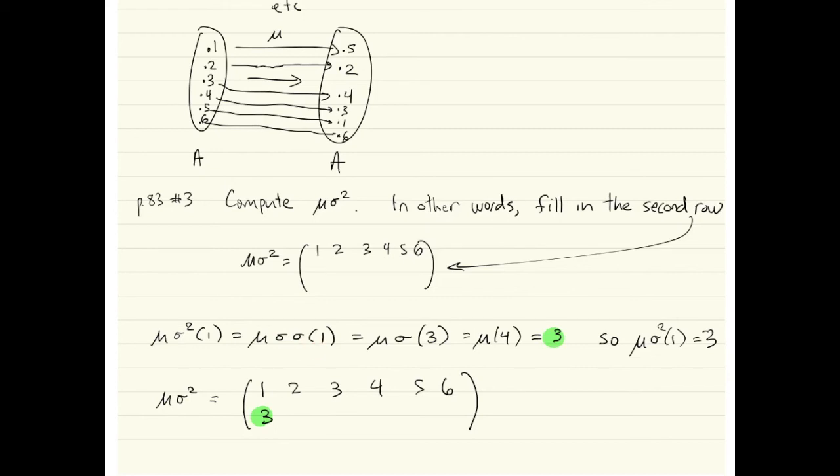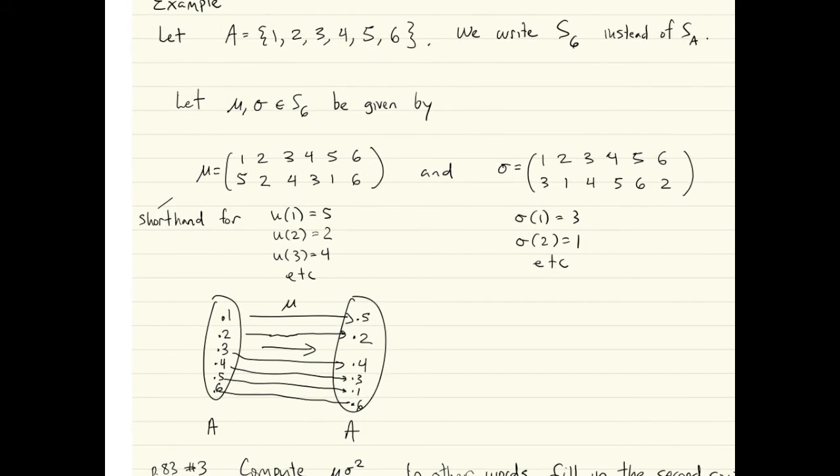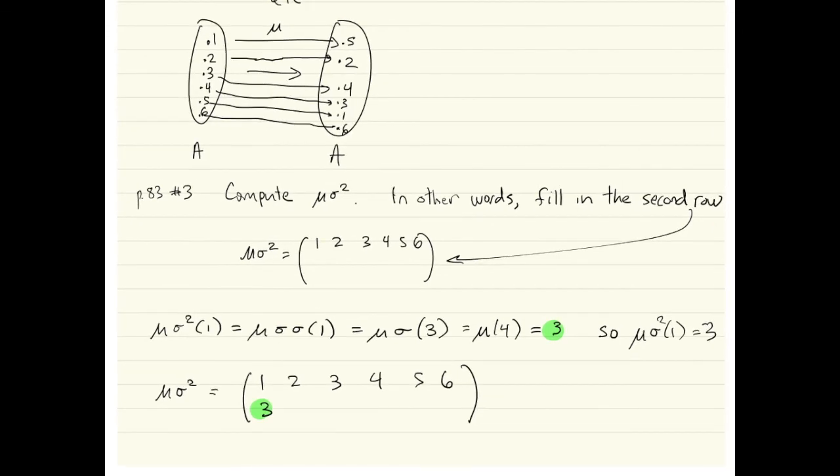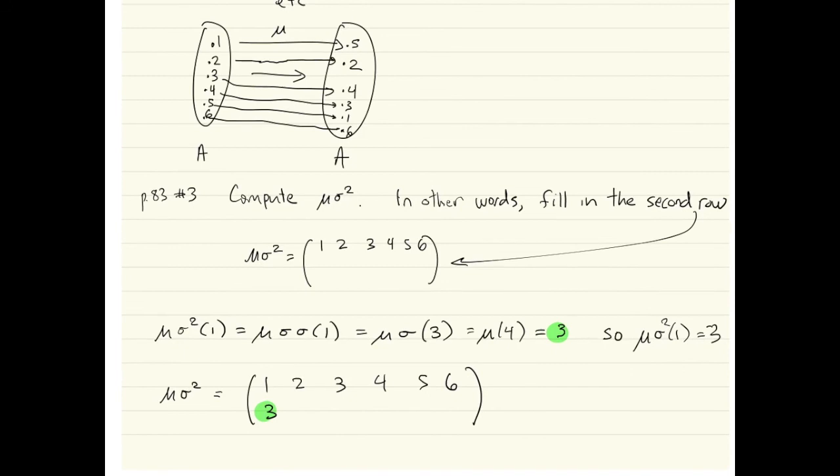Now sigma of 1, if you look at what that was, sigma of 1 was 3. We'll go up here, sigma of 1 is 3. And in a moment, we're going to need sigma of 3, so let's remember that's 4. Okay, so sigma of 1 became 3. And then we have to compute mu sigma of 3. Well, we just saw also that sigma of 3 is 4. And then we have to figure out what mu of 4 is. Well, mu of 4 from this picture up here, we can see that mu of 4 is equal to 3. And so the conclusion is that mu sigma squared of 1 is equal to 3. And so 3 is the number that goes down here.